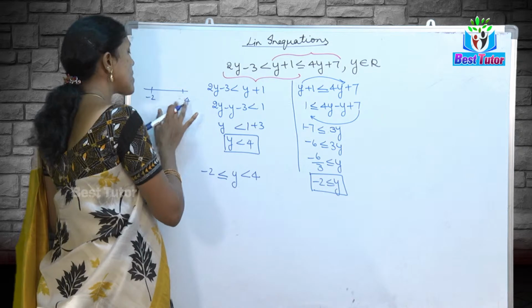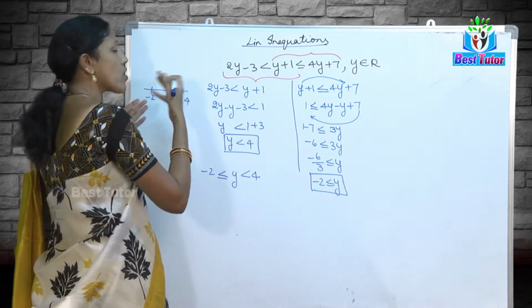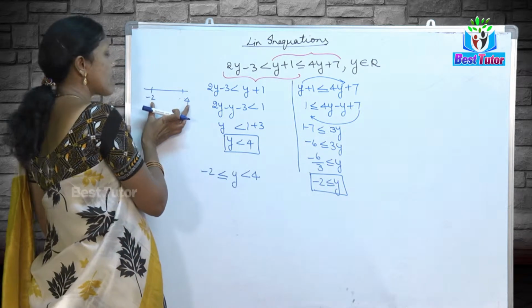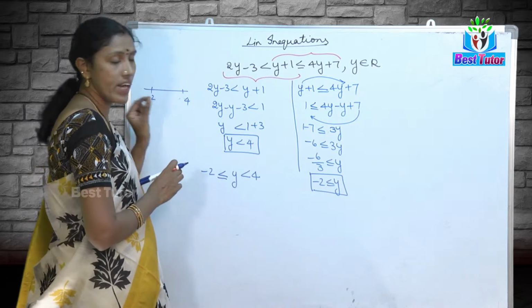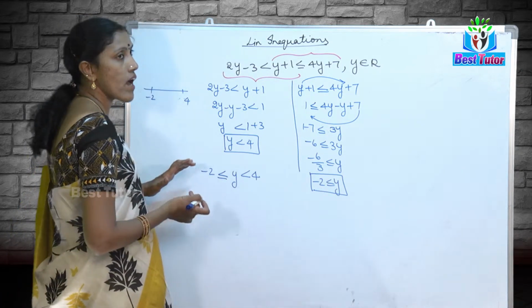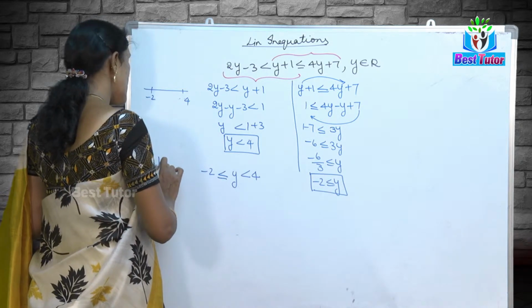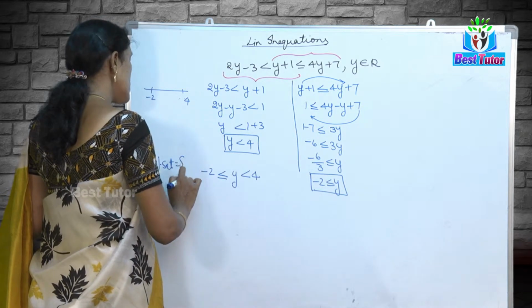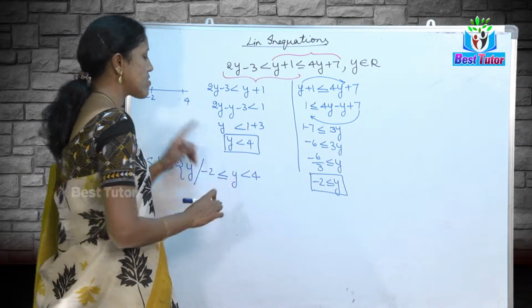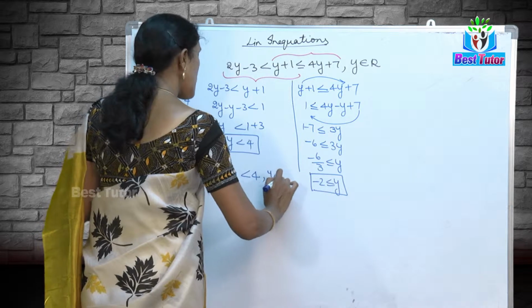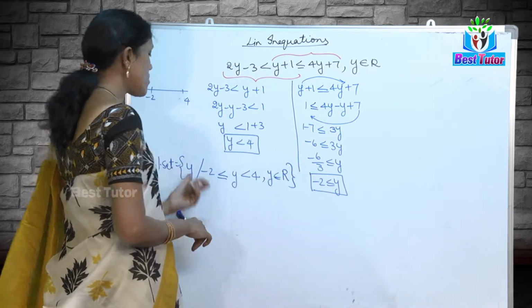Can we write them in order? Is it going to be minus 1, 0, 1, 2, 3, 4 or more than that? Actually, there are infinite real numbers between minus 2 and 4. The real number line is very, very dense. So we cannot represent that using roster form. So the solution set is going to be y such that minus 2 is less than or equal to y less than 4, where y belongs to the real number set. So this is the solution set.